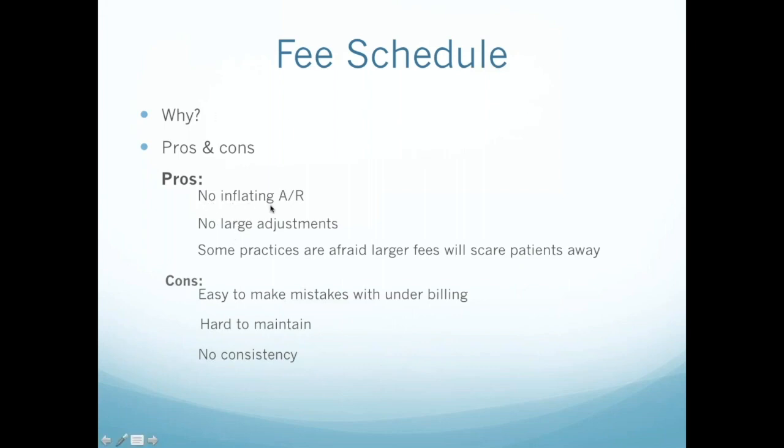You don't have an inflated AR. So if for a 99213 you get paid $125, but you're billing $300, you're going to see that your AR has $1 million, where you're only going to get paid $150,000. So if you don't mind about that, that's the pro, if you bill the correct amount. You don't have to do larger adjustments that scare everybody. Why am I having a $1 million adjustment a year?